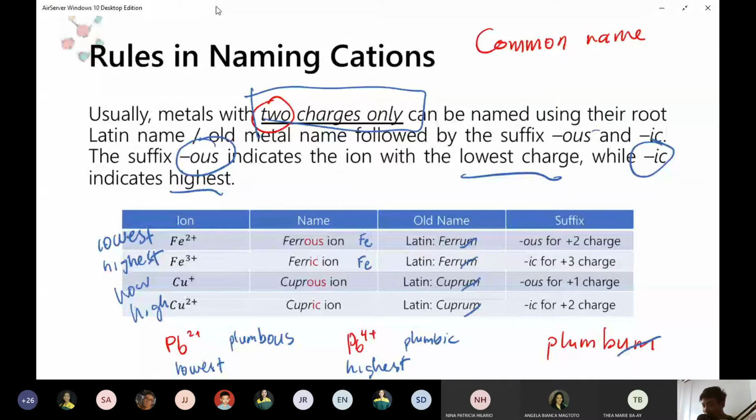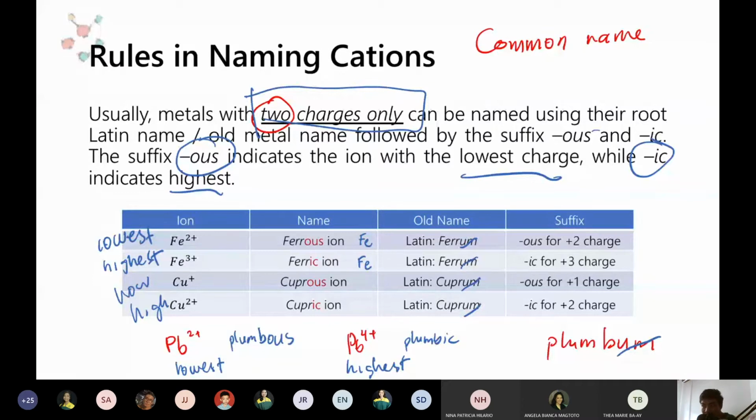Alam niyo yung ferrous sulfate, no? Yung lasang bakal. Kasi may bakal doon. Yung ferrous sa ferrous sulfate, yun ay nagpe-pertain sa Fe2+. Ferrous sulfate, yun, Fe2+ yung nandun. Kaya lasang bakal, no? Ayun, no? Ginagamit siya sa medicine, sa pharmacy field, no?